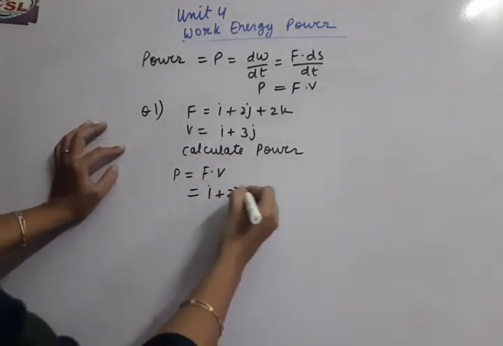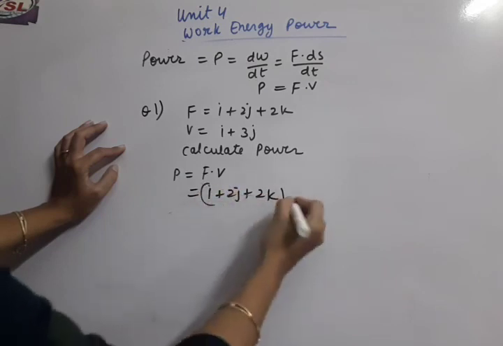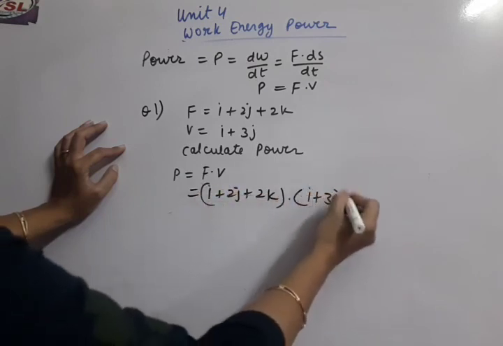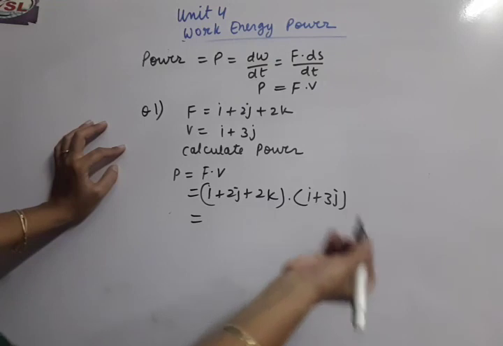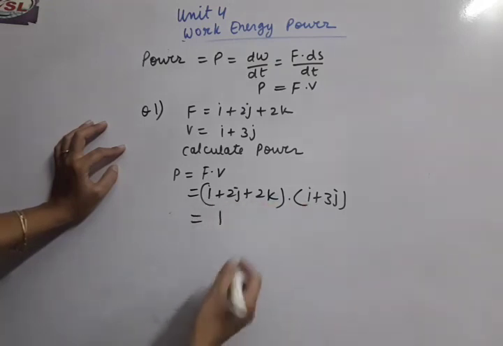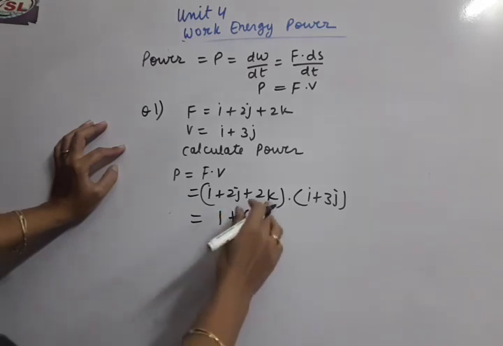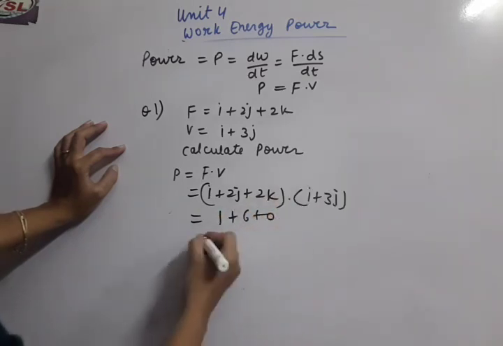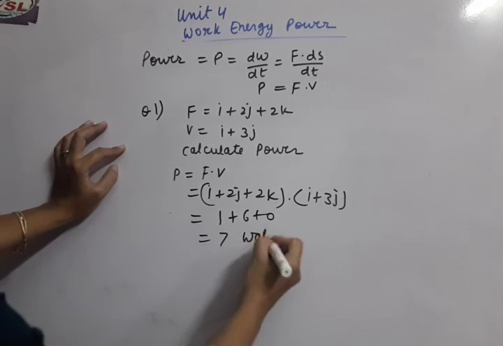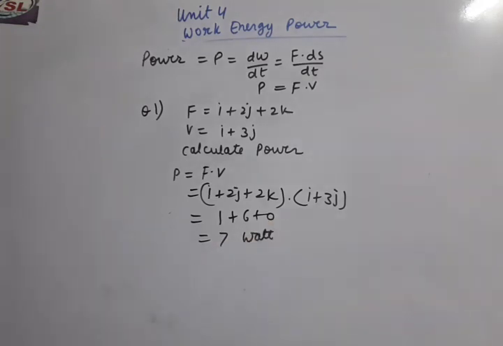So i plus 2j plus 2k is force, dot velocity i plus 3j. Finally we need to do the dot product. i dot i is 1. 2j dot 3j is 2 threes are 6. k is not there, so 0. Finally the answer is 7. And the unit of power is watt.